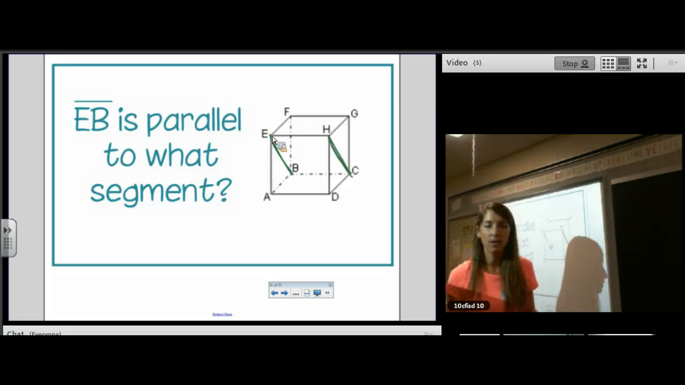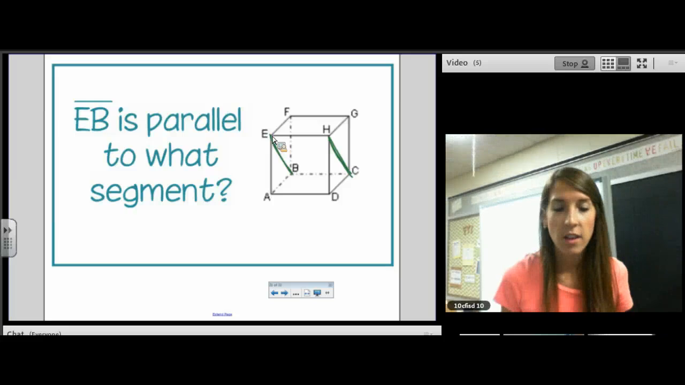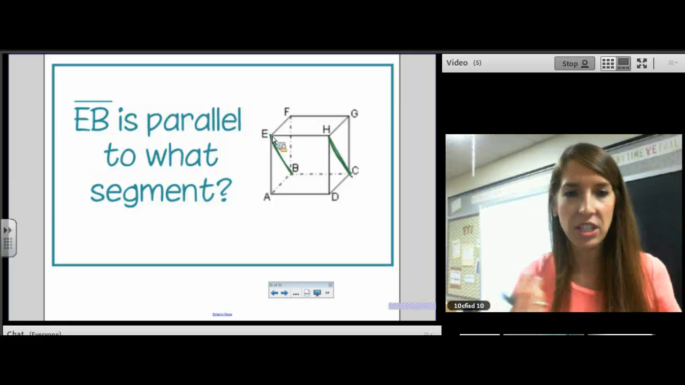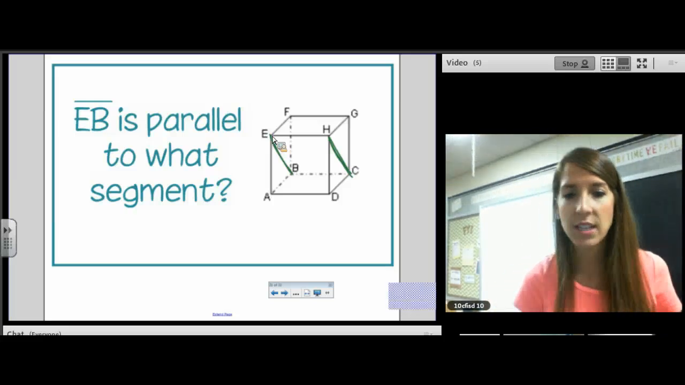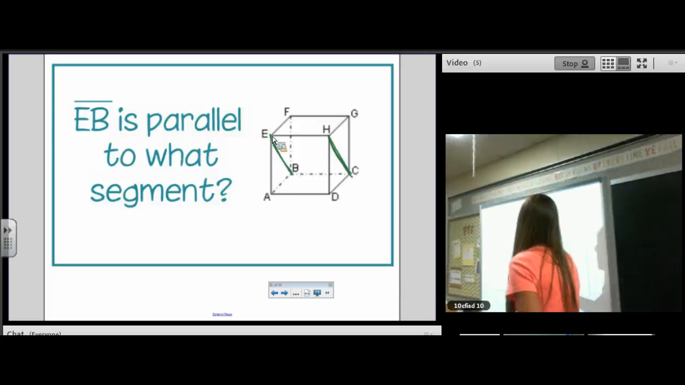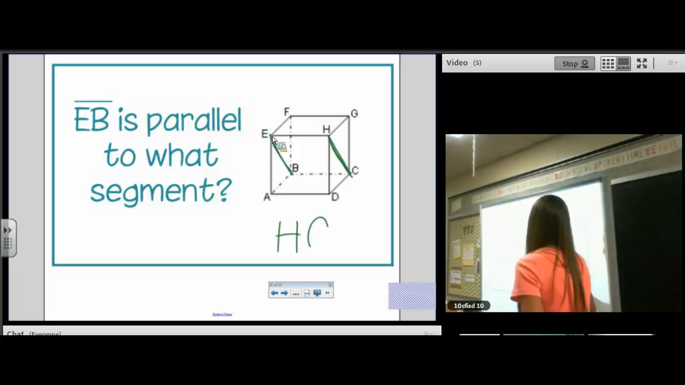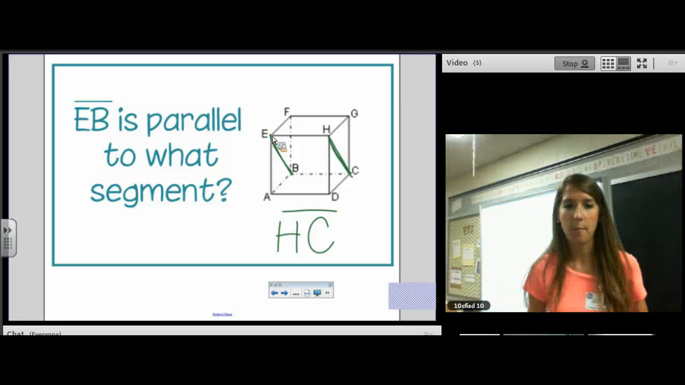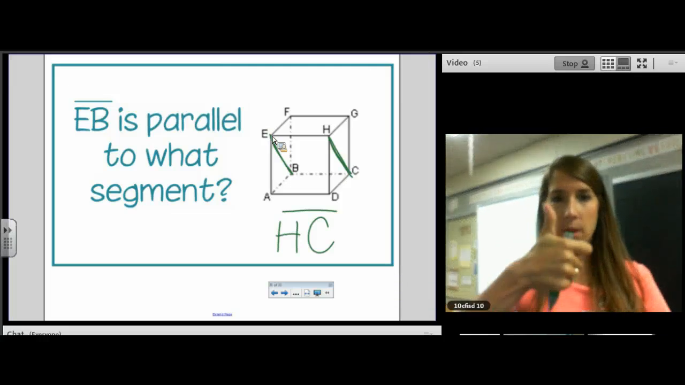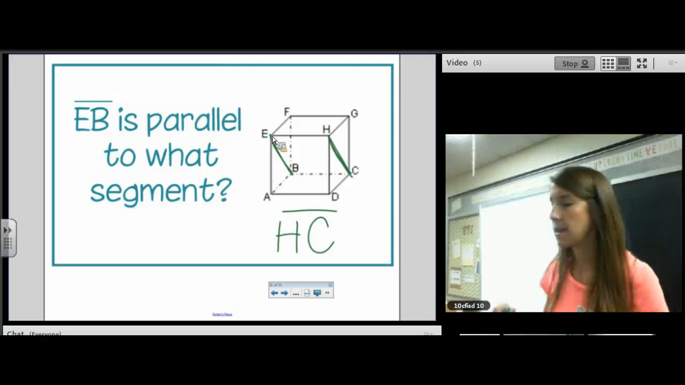Do you see it now? You don't have to write the question on paper. This is just practice. It does not have to go home with you. So the answer is capital H, capital C with a segment on top. We okay? Let's keep going.